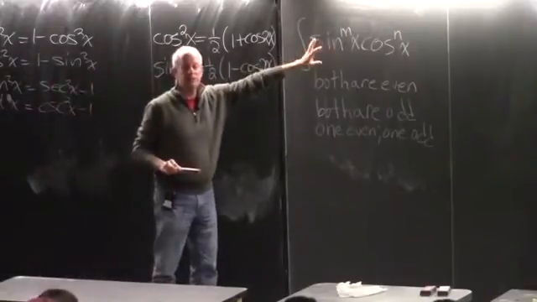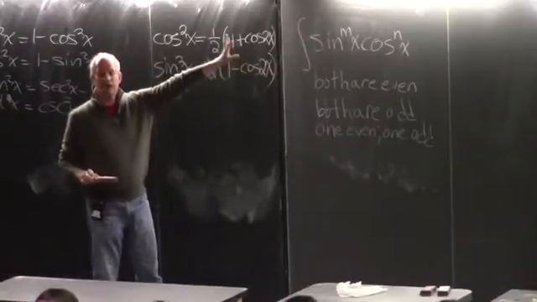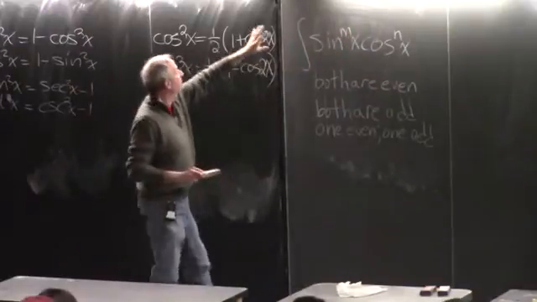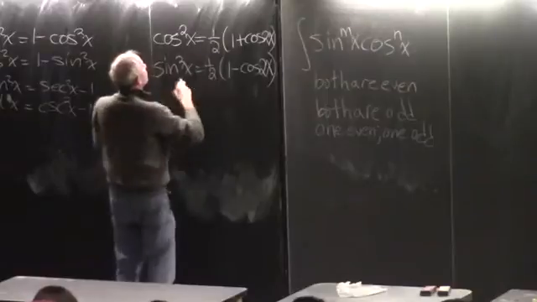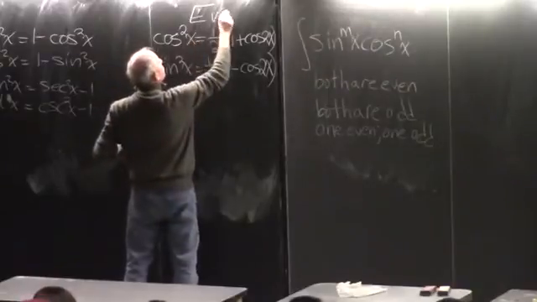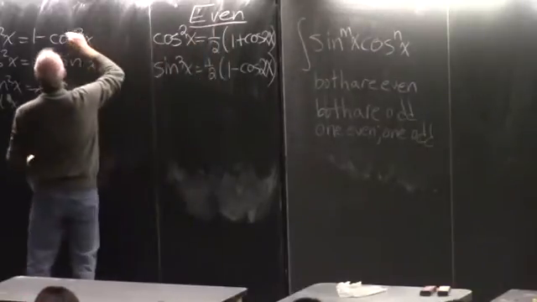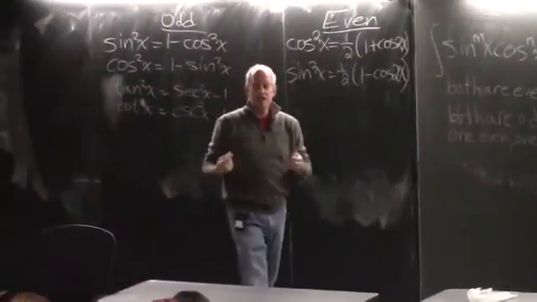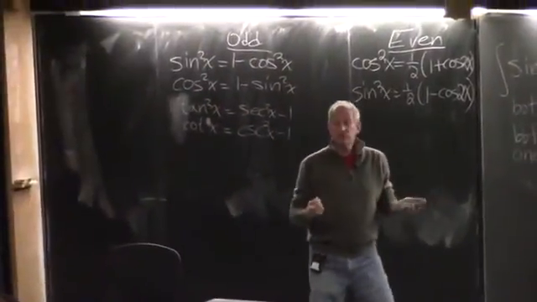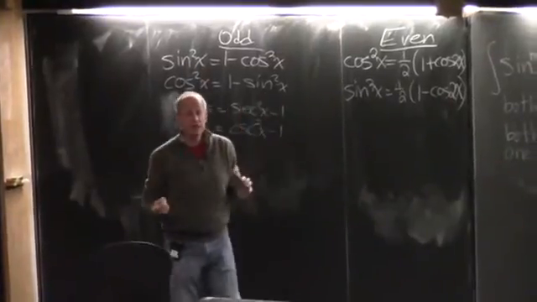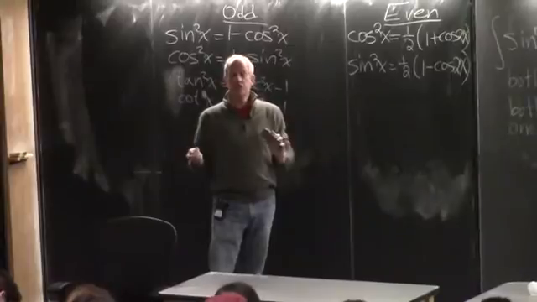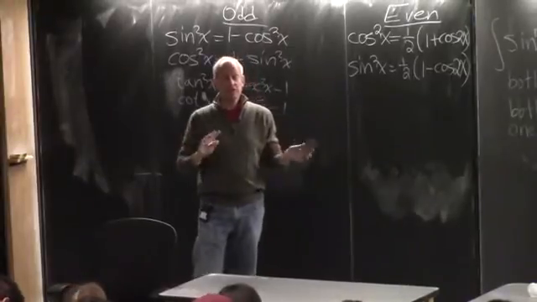If it's sine to an even power or cosine to an even power, or both of these are even, you're going to use this substitution. So these are the even ones, and these are the odd ones. And remember, sine squared is just 1 minus cosine squared, and cosine squared is just 1 minus sine squared. So when you have one in the integral, you can always turn it into the other one. Okay? It's just a little flipping around.